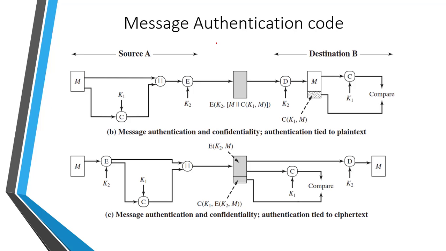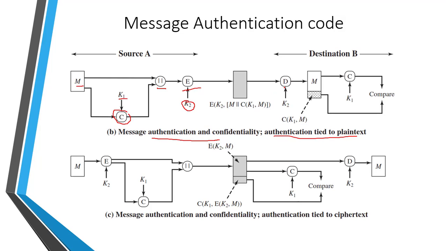So first scheme is authentication tied to the plain text, which provides the message authentication as well as confidentiality. In this scheme, first of all, source A will calculate the MAC using the shared secret key K1 and the original message. After that, this calculated MAC is appended to the original message and the whole message is encrypted using another shared secret key K2. Here note that two keys are used, K1 and K2. After that, the message is sent to the destination.